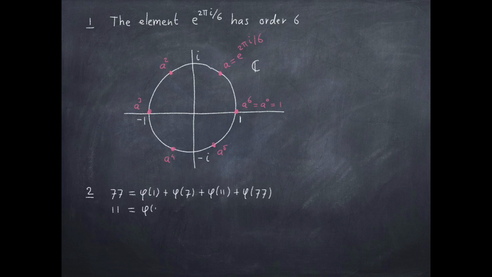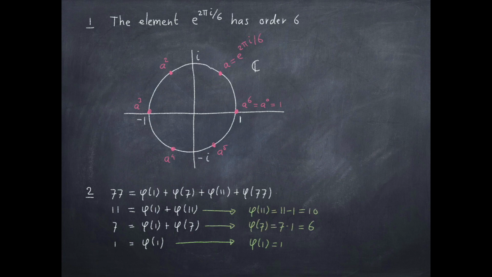By Gauss's formula, 77 is equal to phi of 1 plus phi of 7 plus phi of 11 plus phi of 77. So to compute phi of 77, it suffices to compute phi of 1, 7 and 11. These in turn can again be computed in the same way using Gauss's formula.